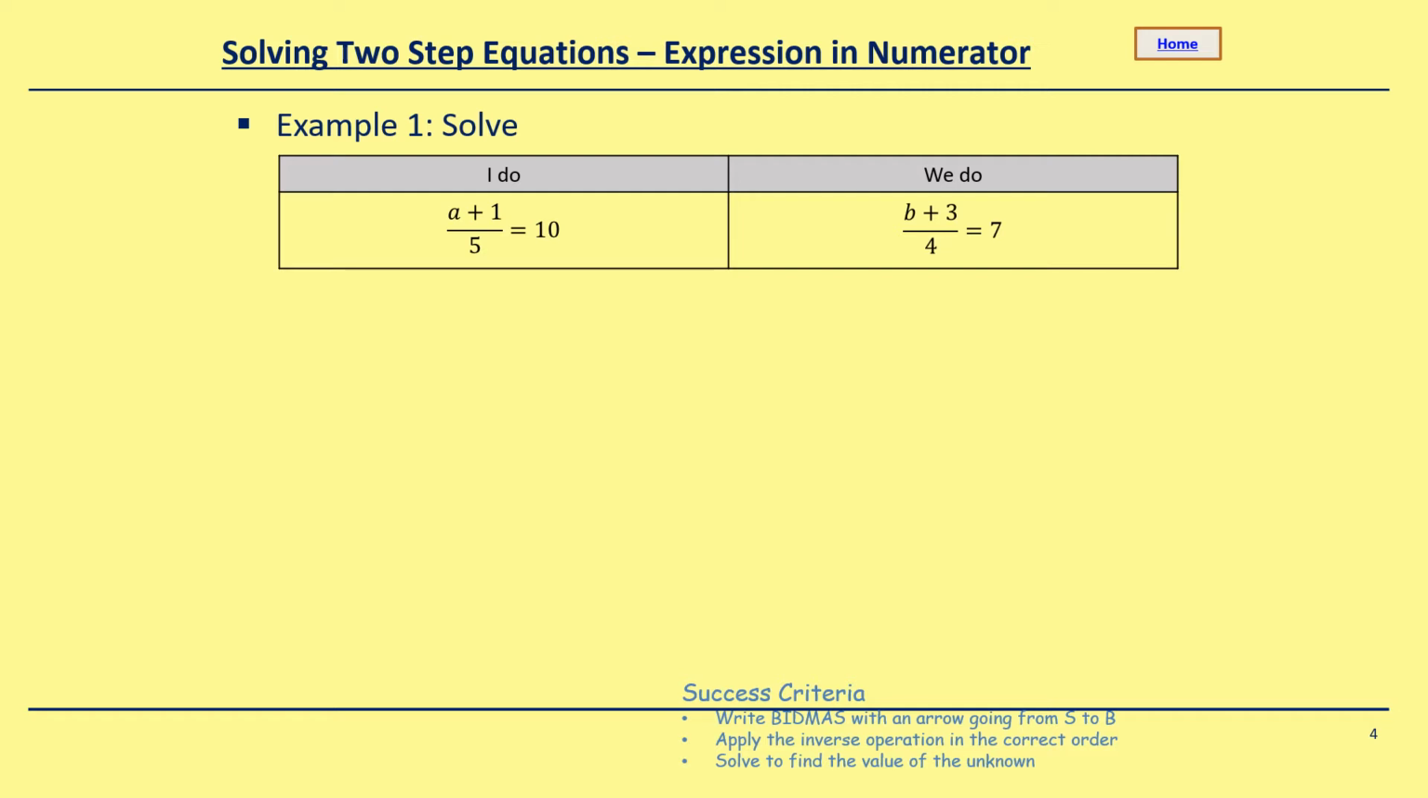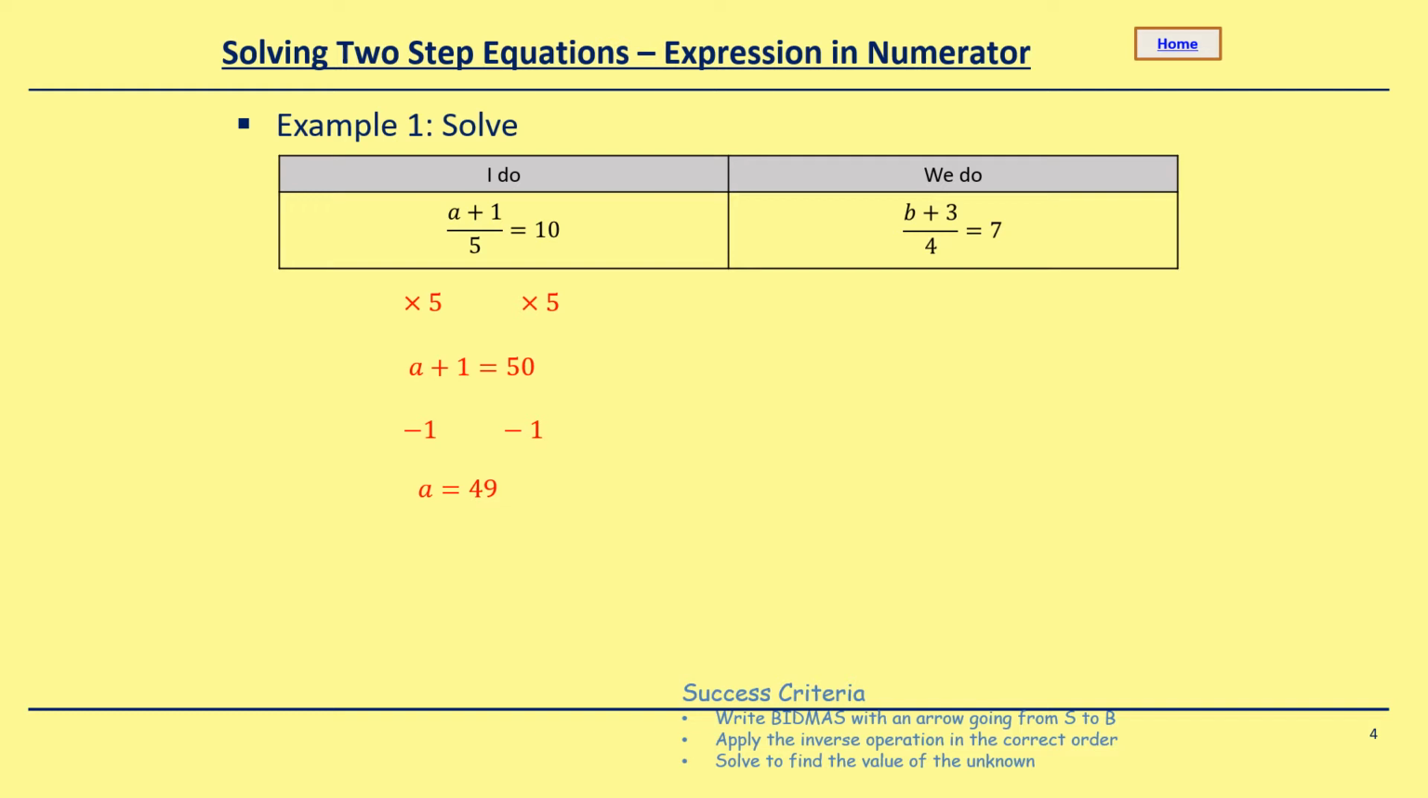So write down a plus 1 all over 5. Notice I use the word all over, equals 10. We're going to multiply both sides, the left hand side and the right hand side of that equation, by 5. So a plus 1 equals 50. And now we're going to take away 1 from both sides of that equation, and you get a equals 49.